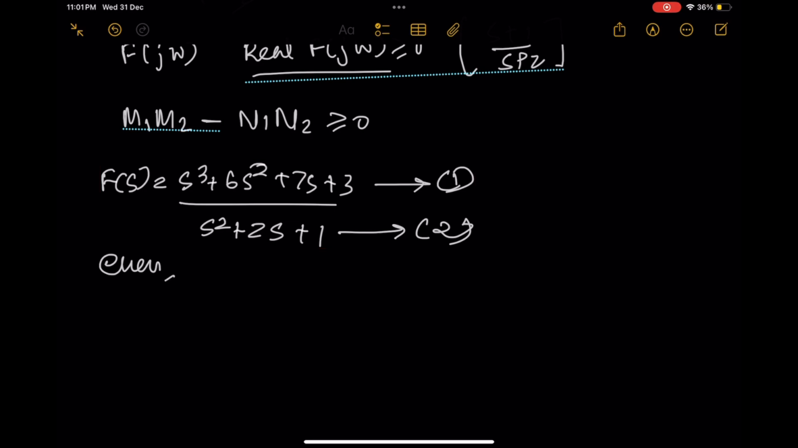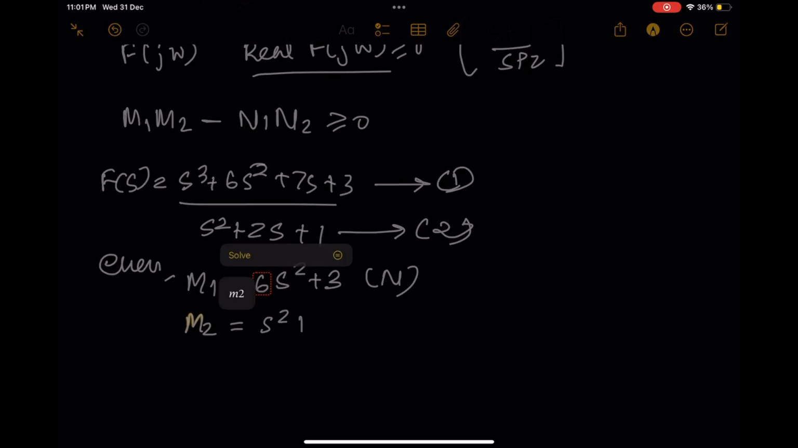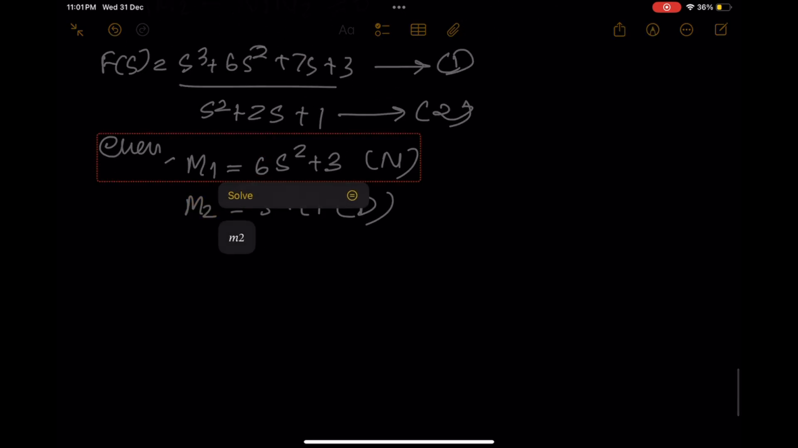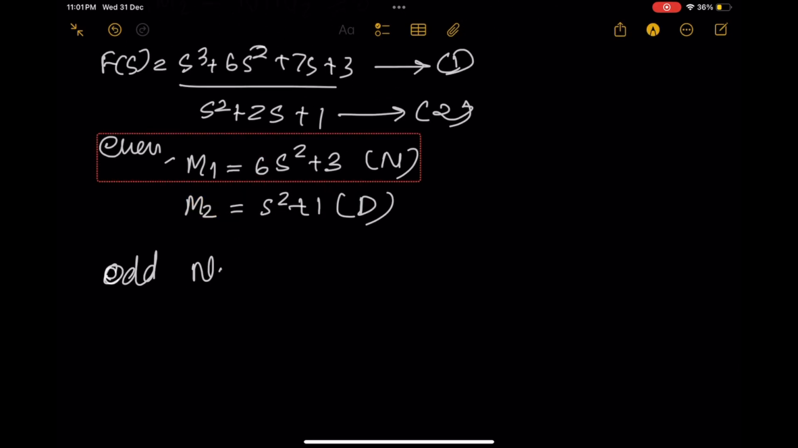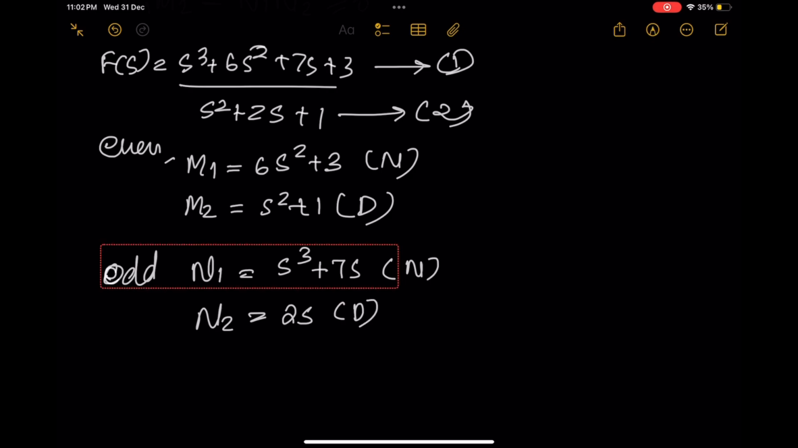So I'm writing the even terms, m1, that is the even terms from the numerator, which will be 6s square plus 3. And m2 is the even terms from the denominator, that is s square plus 1. The same thing I'm repeating for the odd terms, n1 and n2. n1 is the odd terms of the numerator, that will be s cube plus 7s, and n2 is the odd term of the denominator, 2s. Okay, now we have m1, m2, n1 and n2.